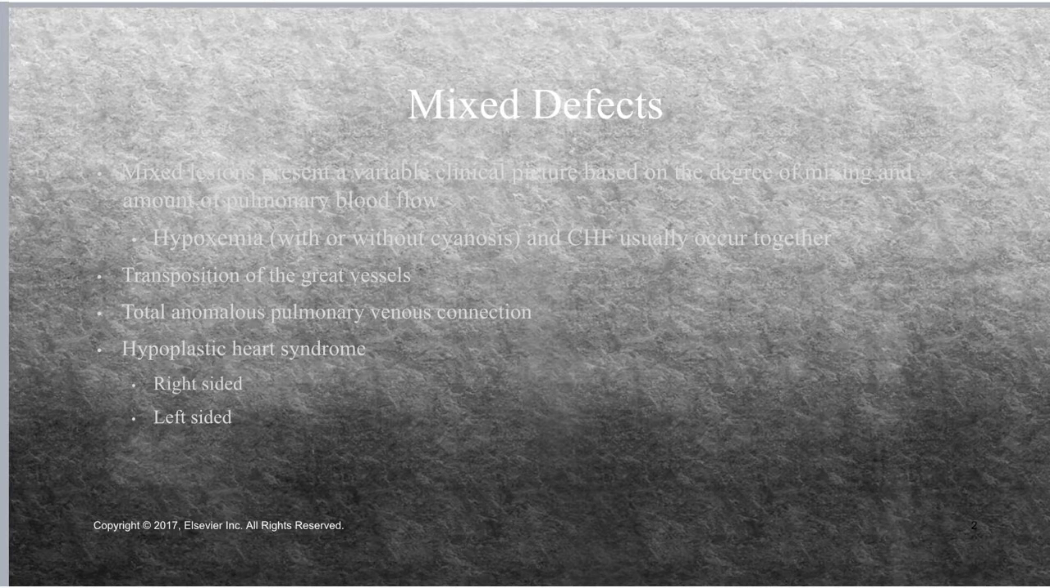All right, so now we're on to cyanotic defects with mixed blood flow. Mixed lesions are present in these different defects, and the degree of mixing and the amount of pulmonary blood flow will depend on the severity of the hypoxemia. One of the most common kinds is hypoplastic left heart, and that's the one we're going to discuss here in a few minutes.